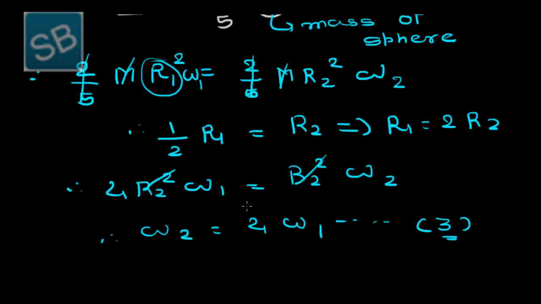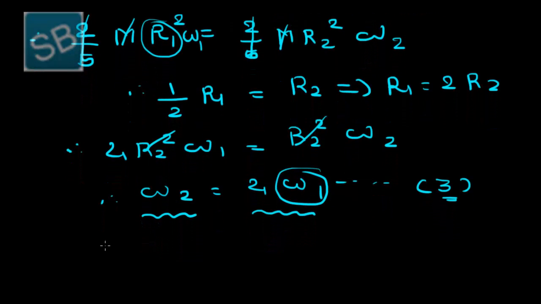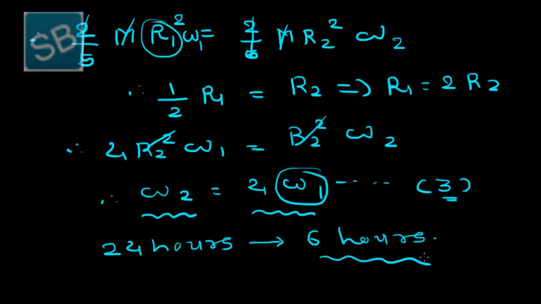Thus, the new rate of rotation, that means omega 2, becomes 4 times the present rate of omega 1, and hence the day of 24 hours will become its 1/4, so the day will be of 6 hours. And with this, illustration number 6 is over.